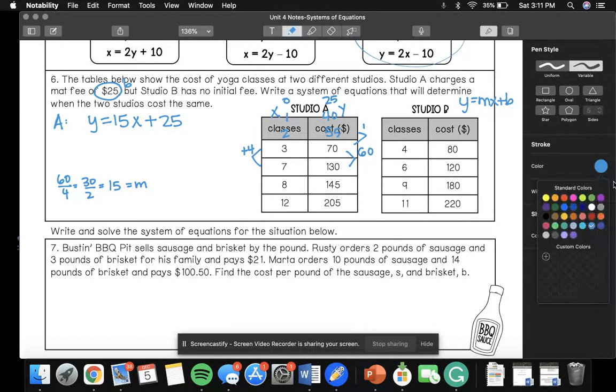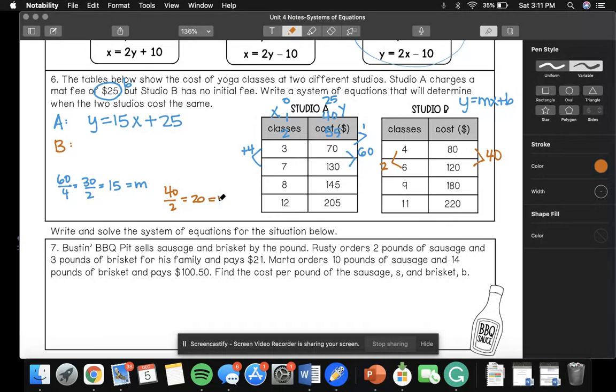Okay. For Studio B, the rate of change is $40 for 2 classes. So the rate of change would be 40 over 2, which would be equivalent to 20. So my equation would be Y equals 20x. Now in the word problem, it says Studio B does not have an initial fee, so we could just stop right there.